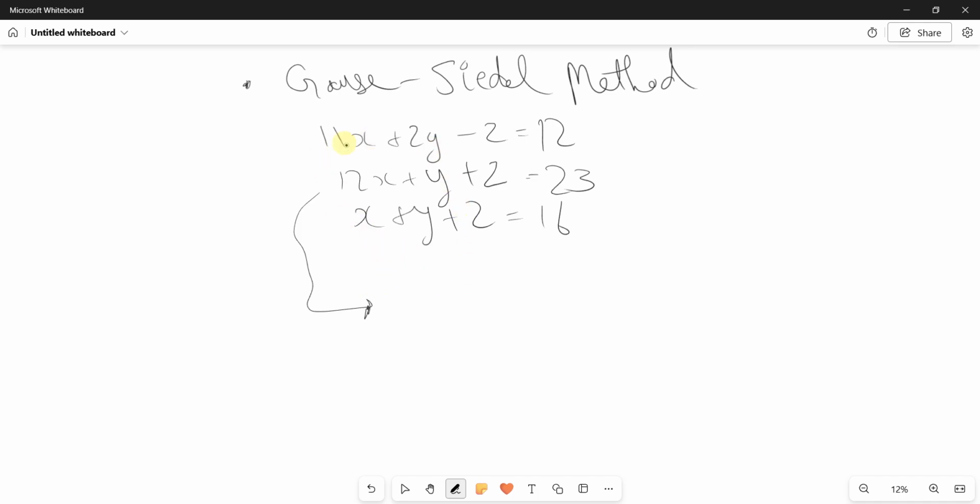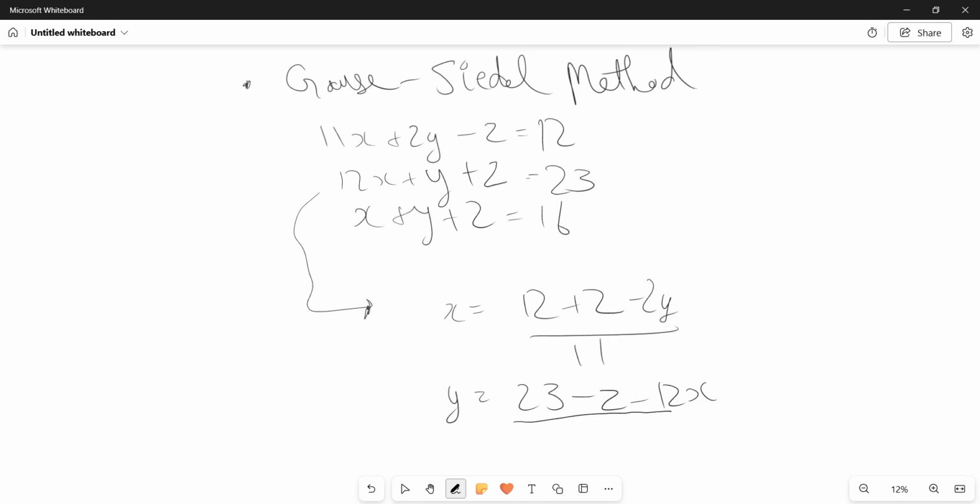So from this you can make out an equation. So you can write x is equals to 12 plus z minus 2y divided by 11. You can write y as 23 minus z minus 12x divided by 1, and you can write z as 16 minus x minus y, right? Okay, so this much you understood as you had done in Jacobi.